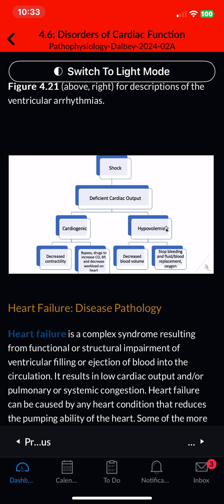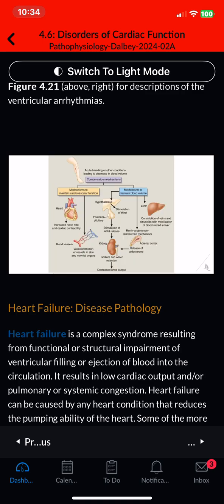Hypovolemic shock occurs when there is a decrease in the blood volume. A decreased blood volume would inhibit venous return of blood, thereby decreasing the end diastolic volume, the stroke volume, and the cardiac output. Blood volume decreases with hemorrhage, burns, severe diarrhea, or polyuria. Generally, hypovolemic shock occurs if the blood volume drops between 15 to 20%, and the clinical manifestations would be related to the amount of blood loss. So here, our interventions include stopping the bleeding and fluid and blood replacement and oxygen.